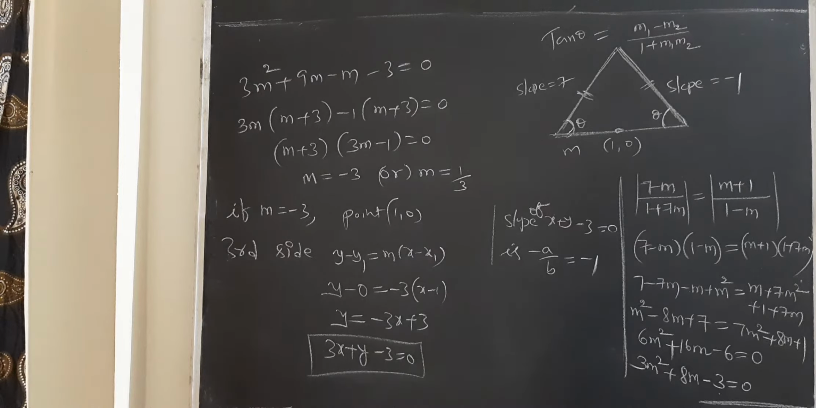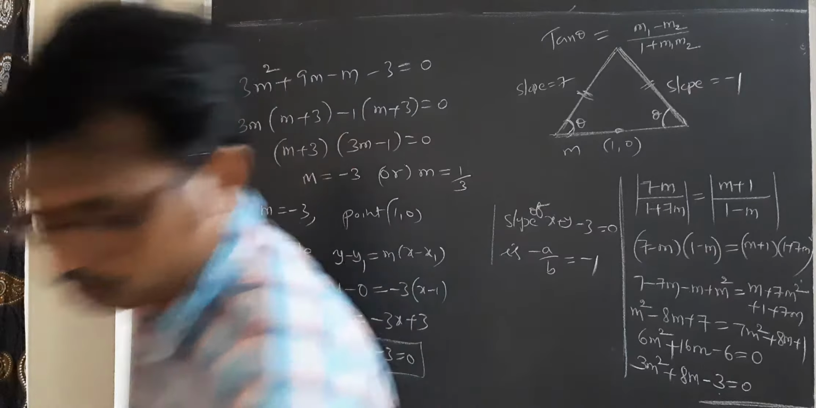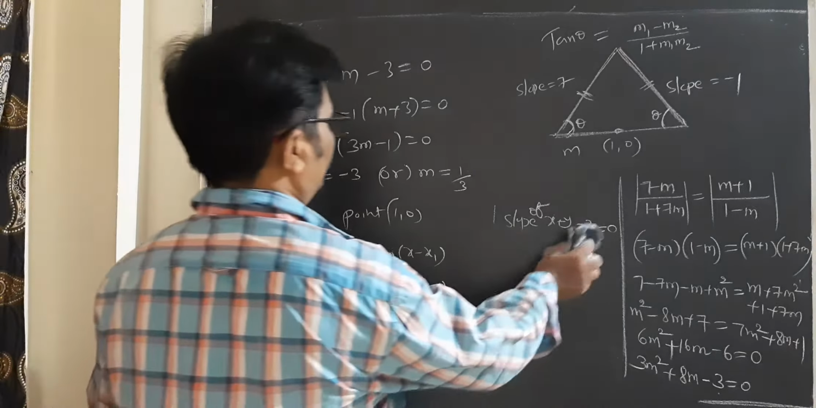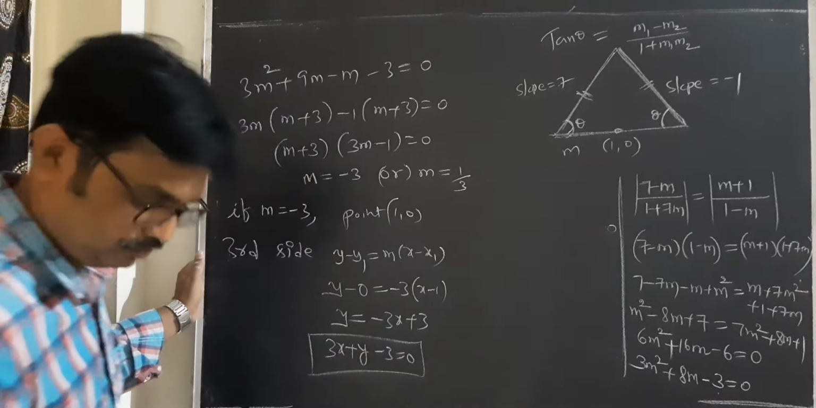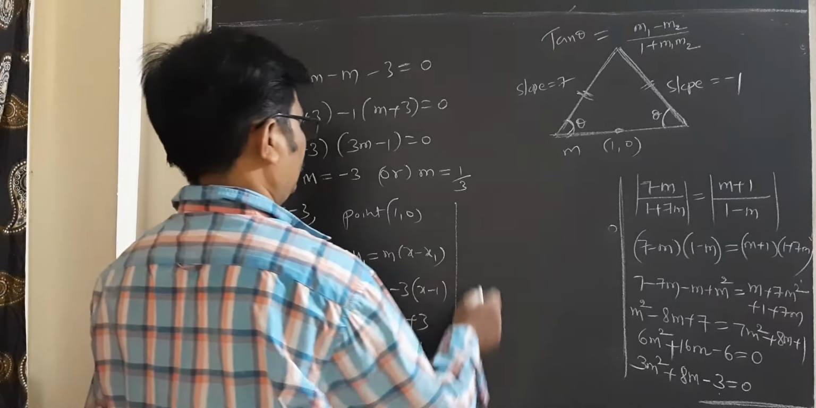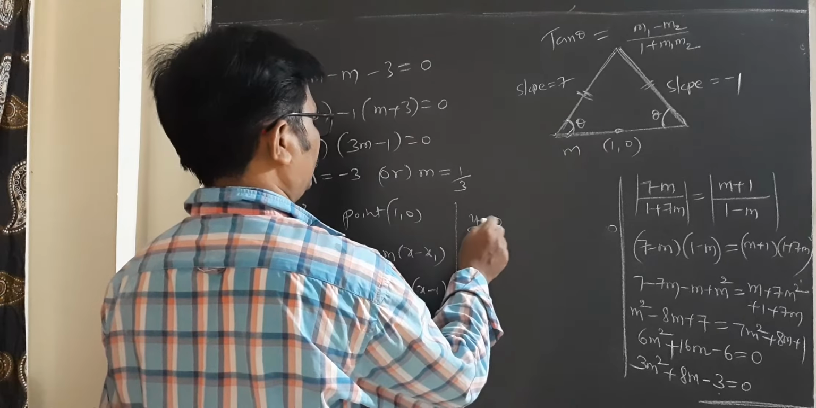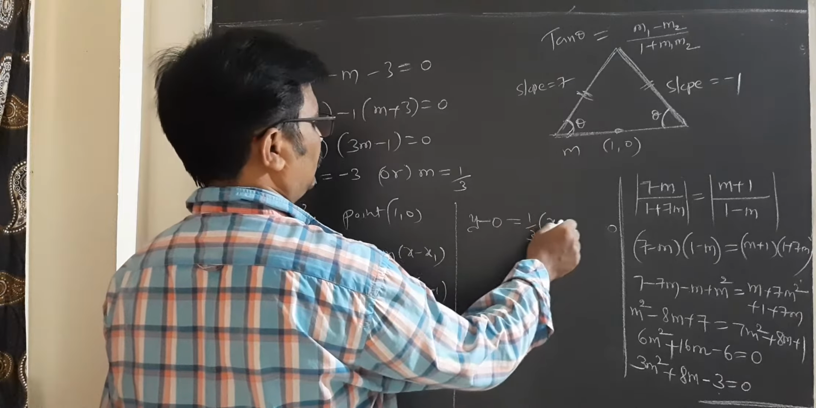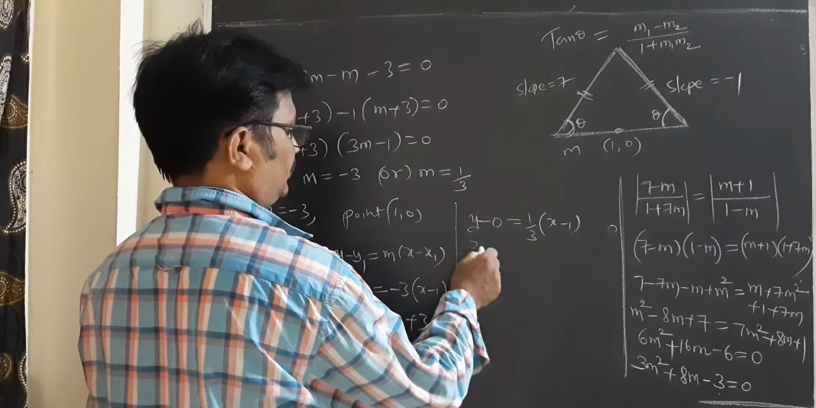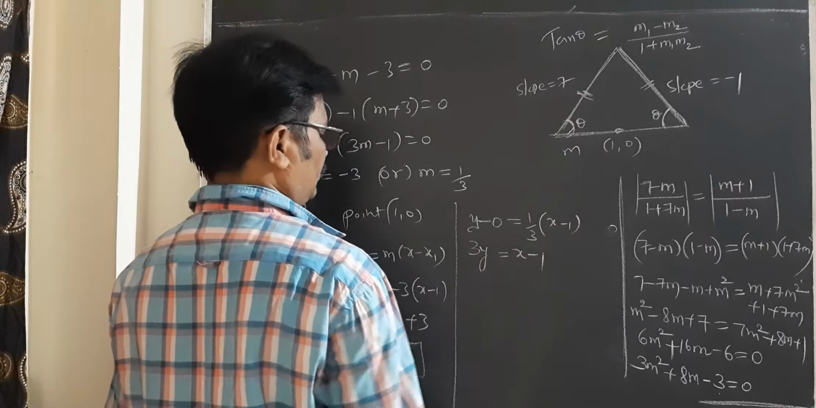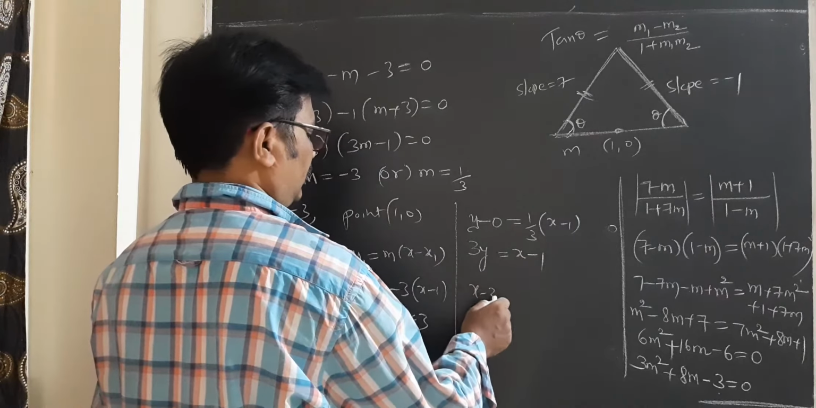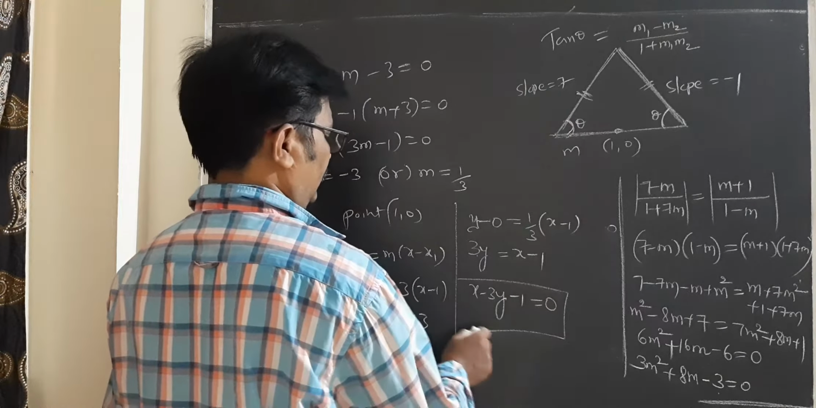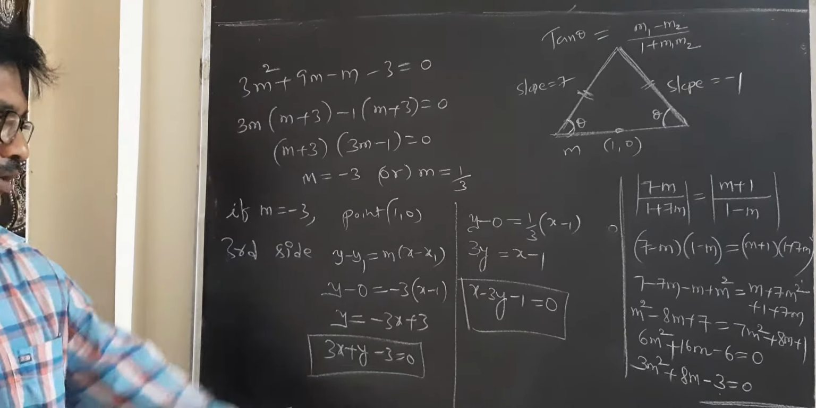Now students, the other one: if m = 1/3, then y − y1, that is y − 0, equals 1/3 into (x − 1). This is, students, 3y = x − 1. Therefore, x − 3y − 1 = 0. This is the third side.